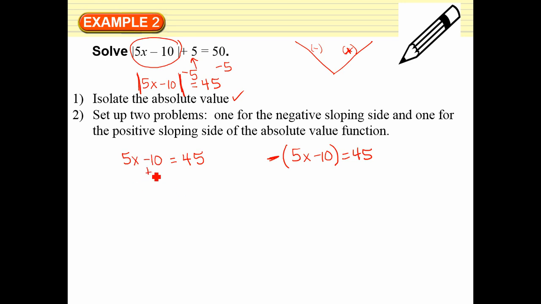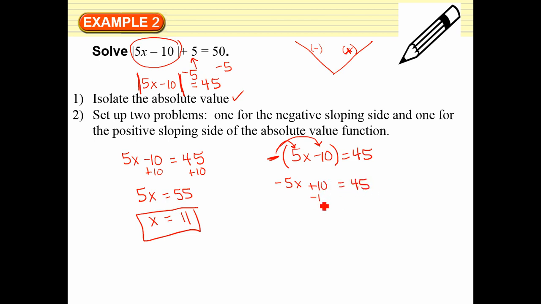So let's solve this first side. I'm going to add 10. I'd have 5x equals 55. So x would equal 11. There's one solution. And now the other side, I'm going to distribute this negative sign. So I'd have negative 5x plus 10 equals 45, minus the 10 away then. So I'd have negative 5x equals 35. If I divide by negative 5, x equals negative 7.